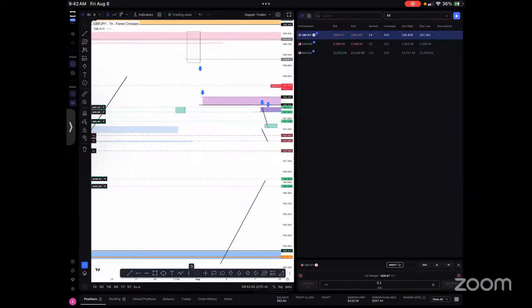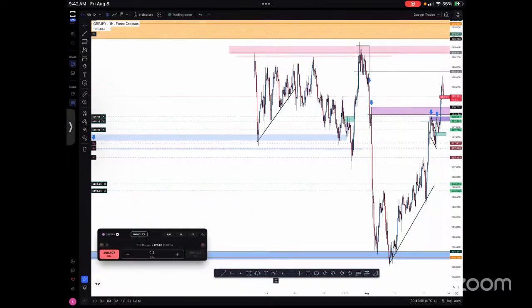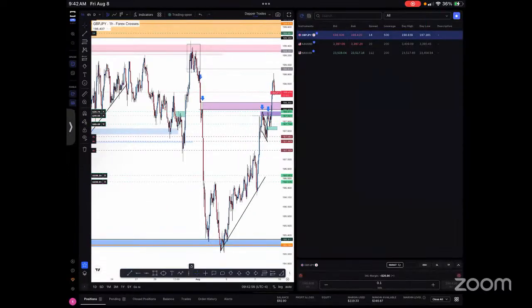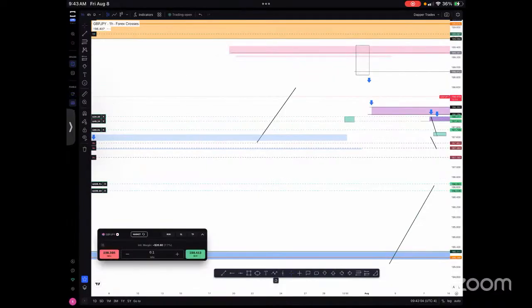I'm on my phone, so I'm trying to blow it up and see which blue line you said at 195.311. Gotcha. Okay, so that's the support line.